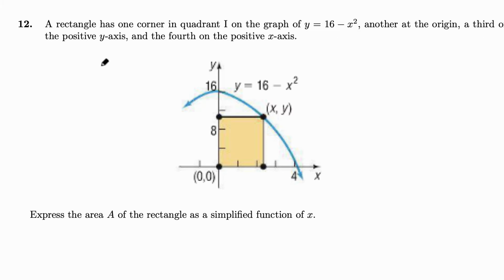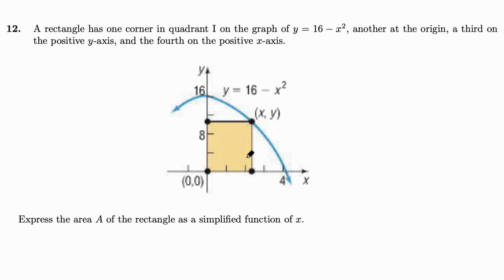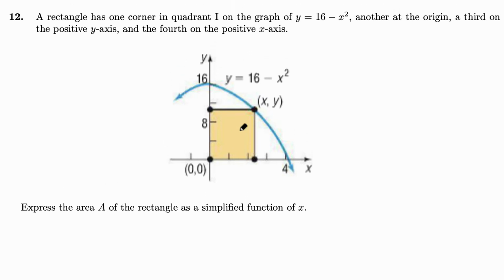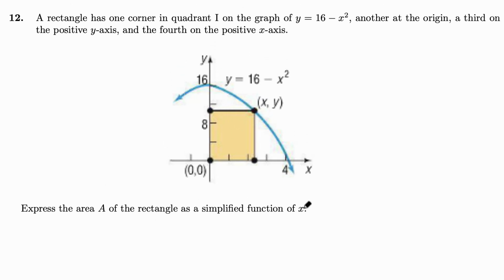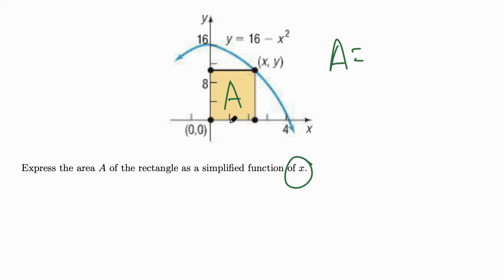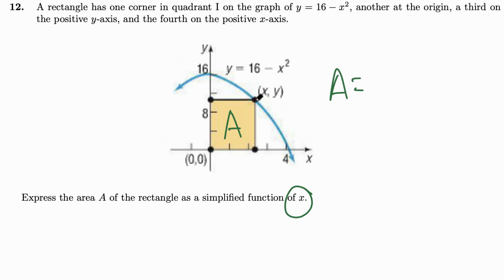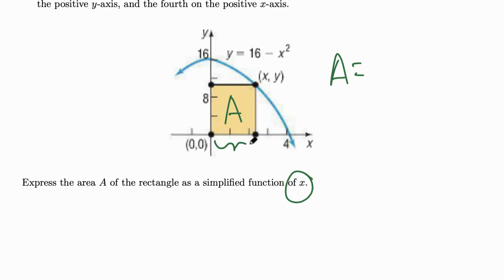Number 12, a rectangle has one corner given, this rectangle. Okay, now it's asking express the area of this rectangle in terms of x. So area is length times width. What is length? From here to here, look at this, this is generic point x, y, that means this is x, that's the length, and this is y. So area is x times y.